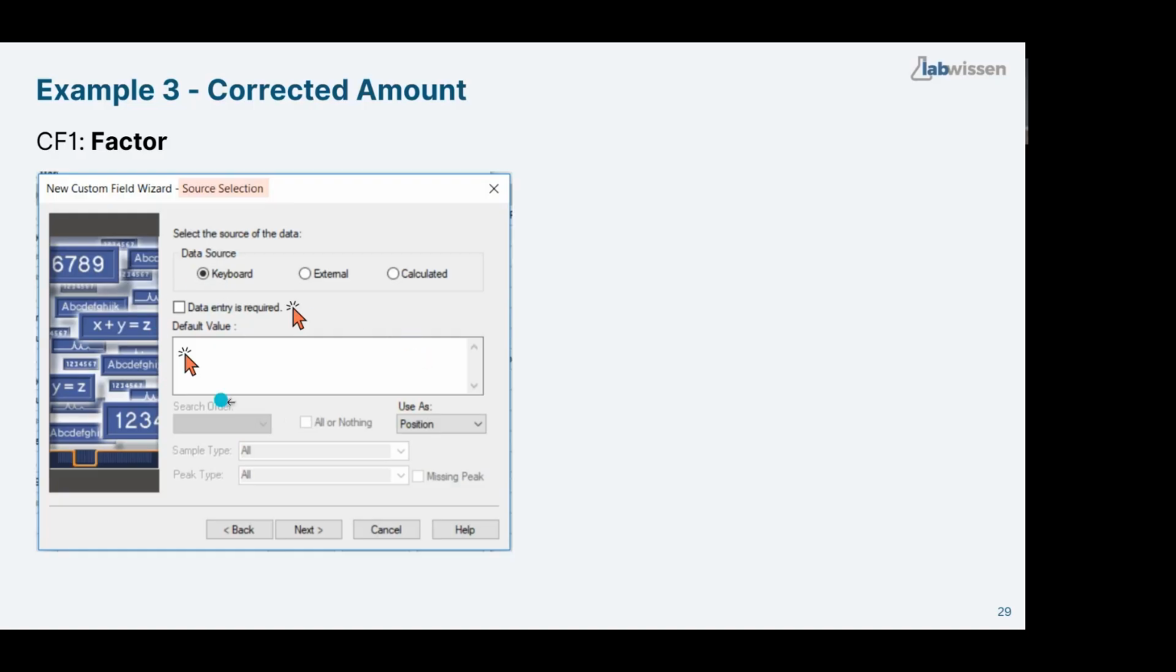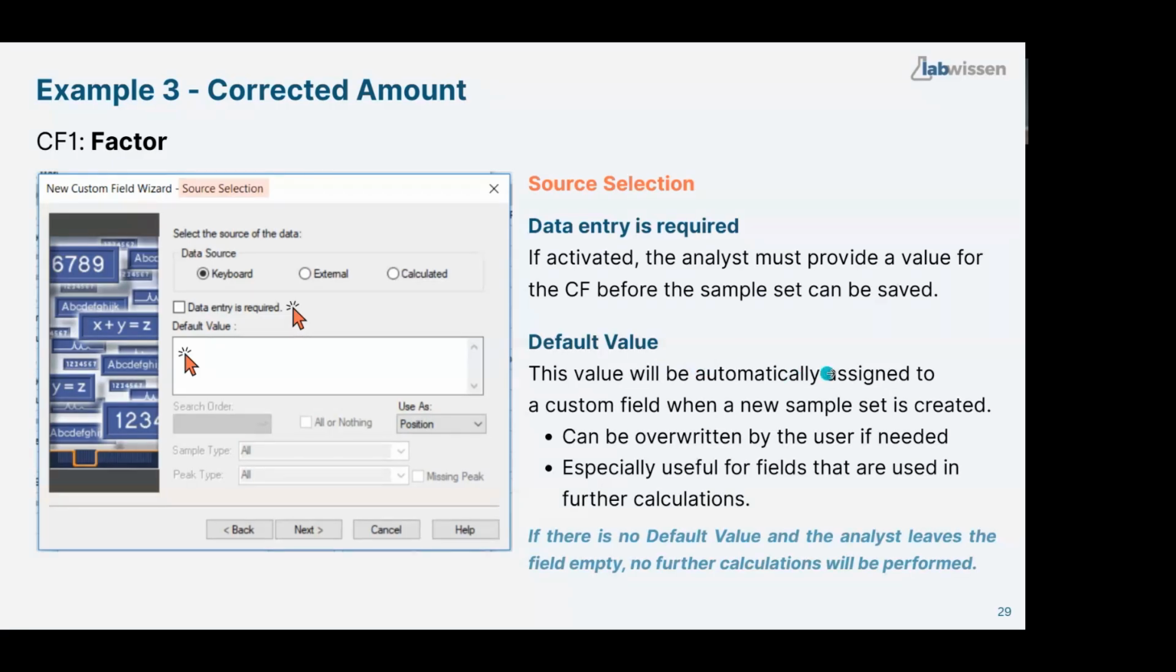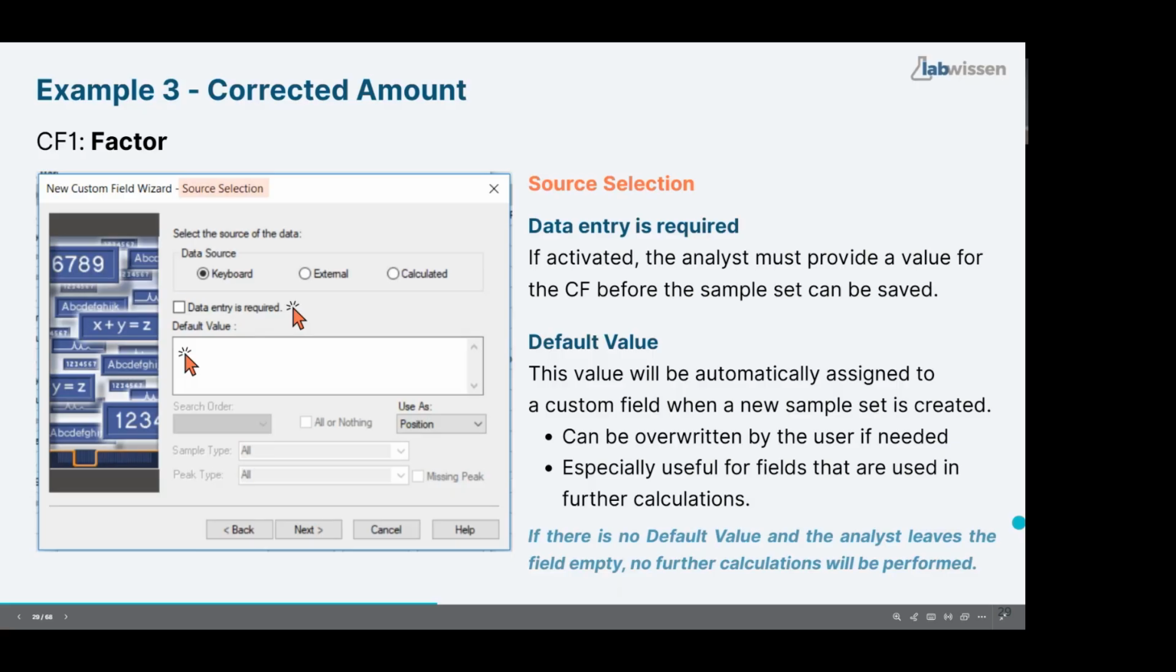Then here come these two settings in question. Data entry is required, this checkbox. If activated, the analyst must provide a value for the custom field before the sample set can be saved. So you created your sample set method, and it complains if you don't enter any number there. That happens only if you check this box. Default value: this value will be automatically assigned to a custom field when a new sample set is created. It can be overwritten by the user if needed, and it's very useful for fields that are used in further calculations, like ours. If you don't put any default value here and the analyst leaves the field empty, no further calculations will be performed.